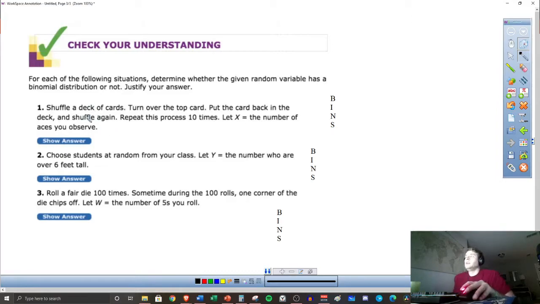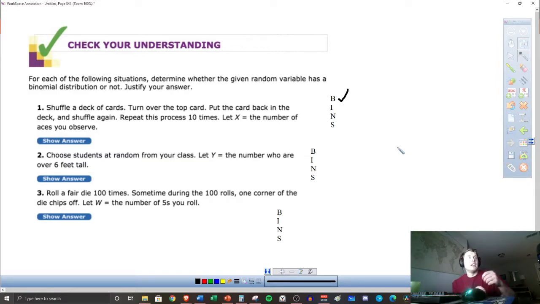So first off, number 1, shuffle a deck of cards, turn over the top card, put the card back in the deck, and shuffle again. Repeat this process 10 times. Let x equal the number of aces you observe. Okay, is it binary? So can we define it? Is it defined as success and failure? It says number of aces. Well, you're going to draw a card. You will get an ace or you will not get an ace, right? So that is binary, right? It's a success or failure. That's how that works, okay?